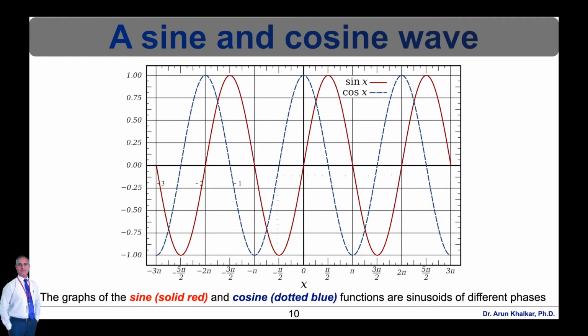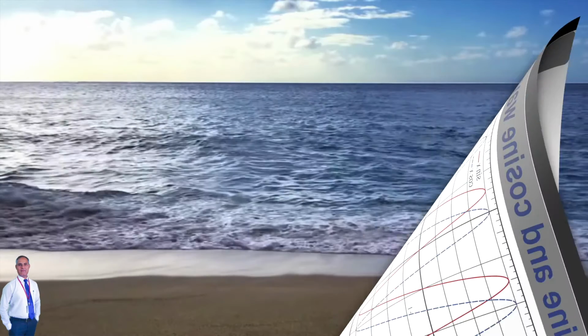In this graph, you can see the graphs of sine, that is the solid red wave, and the cosine, the dotted blue line. So these are the functions of sinusoids of different phases. So from this picture, we can have a very clear idea of what the sine wave and the cosine wave are, and what the difference between them is.